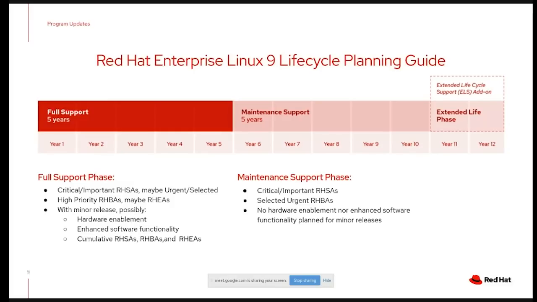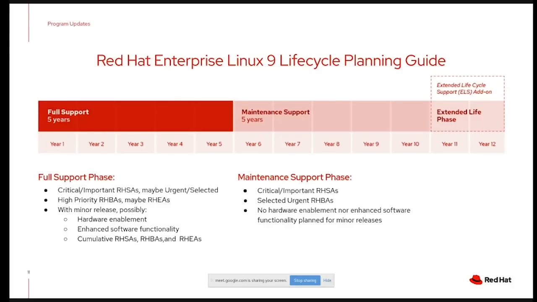Now, during that full support phase, we will release minor releases of Red Hat Enterprise Linux 9. And with each of those minor releases, we are going to not only provide the cumulative security, bug fix, and enhancement advisories, we also may add some additional software functionality. We're also focused on hardware enablement. So if some new processor comes out 2 years from now, and we want to be able to support that in Red Hat Enterprise Linux 9, that hardware enablement can happen with the minor release as long as we're in the full support phase. At the end of those 5 years, when we transition into the maintenance support phase, there's no more hardware enablement being done.